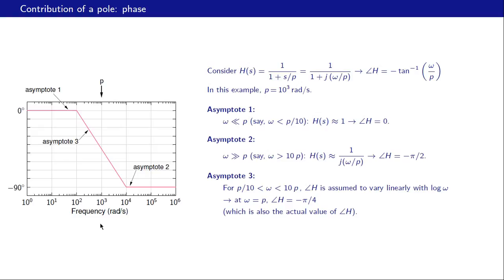Alright, let us now compare the Bode approximation with the exact result, the one given by the blue curve here. At omega equal to p, the two agree. They both give minus 45 degrees. As we move away from the pole, the agreement between the two is excellent in that direction as well as in this direction.